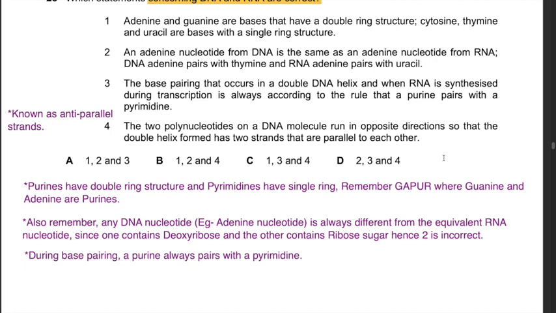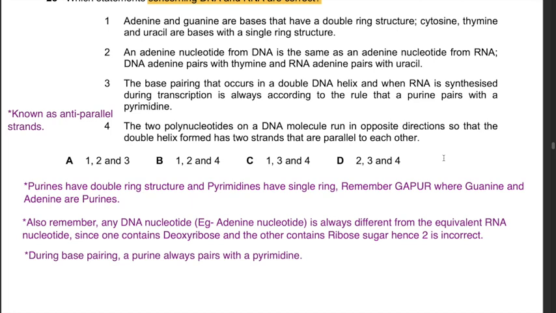How do you know the purines present? Just remember the word Gapur, G-A-P-U-R, where G is guanine and A is adenine. So guanine and adenine are purines, which is represented by PUR in the word Gapur. Therefore, yes, statement 1 is correct.